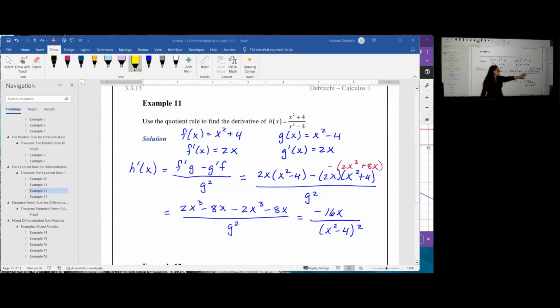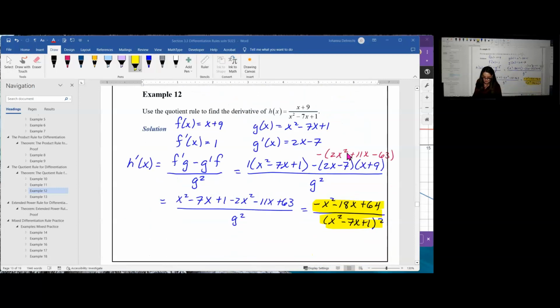It's always a good idea to multiply out first and then distribute the negative to avoid making a careless mistake. This leads me to the result, negative 16x divided by x squared minus 4 quantity squared. Notice I didn't write g squared until I got to the last step. I knew I probably wouldn't multiply it out, and it just saves time in writing. Let's now look at the next example, example number 12.